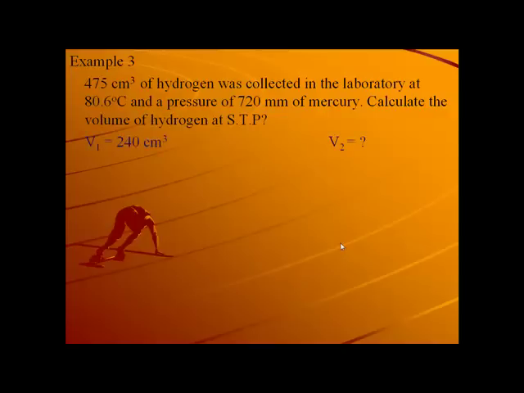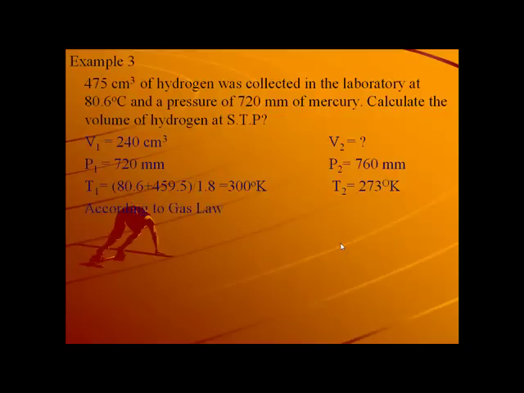V1 is equal to 240 centimeter cube. V2 is unknown. P1 is equal to 720 millimeter of mercury. P2 is equal to 760 millimeter. T1 is equal to 80.6 plus 459.4 divided by 1.8 is equal to 300 degrees Kelvin. T2 is equal to 273 degrees Kelvin.